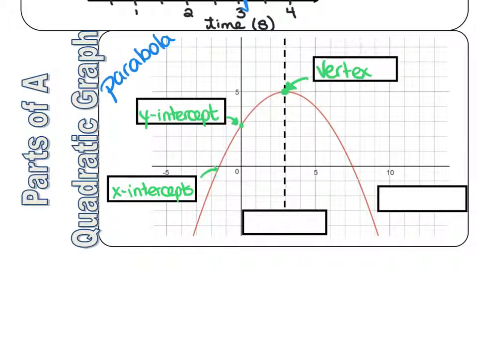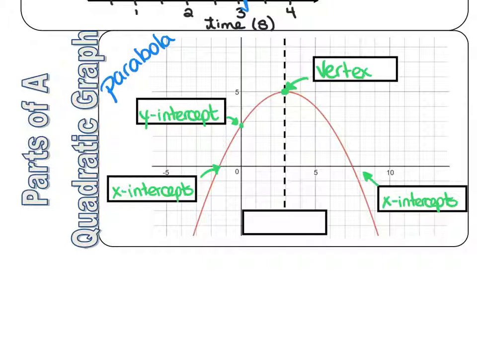So one is right here because it crosses right there, but it also crosses here, and we're going to explore that further in a later lesson. So in this particular example, we have two x-intercepts. That's where they cross the x-axis.